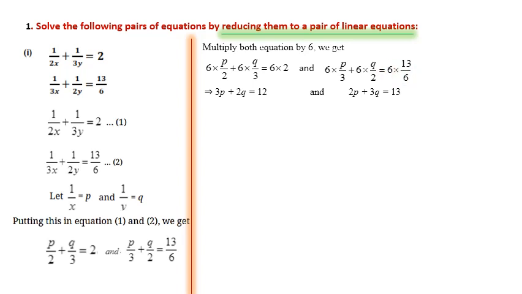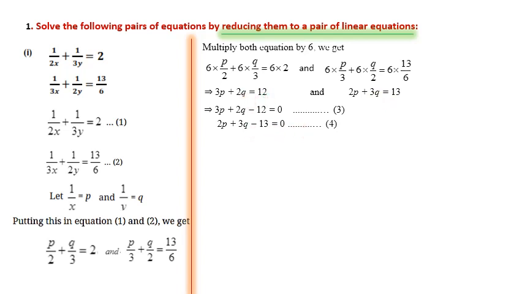Now what you have to do is just rearrange the equation. That is, I'm bringing this 12 to this side, that is minus 12, that is 3p plus 2q minus 12 is equal to 0, labeled as equation number 3. Next, 2p plus 3q, I brought this 13 to the left side, that is minus 13 is equal to 0. It's quite simple.